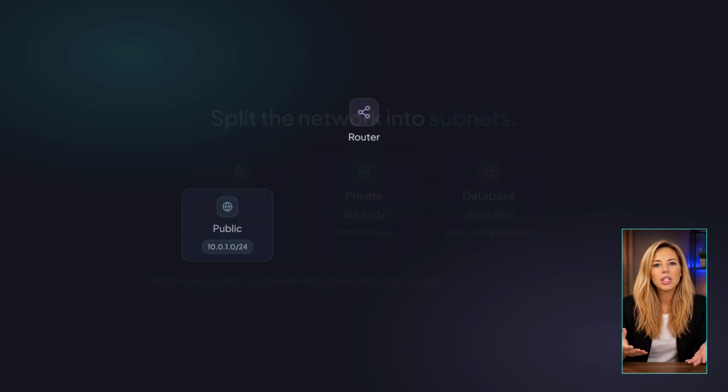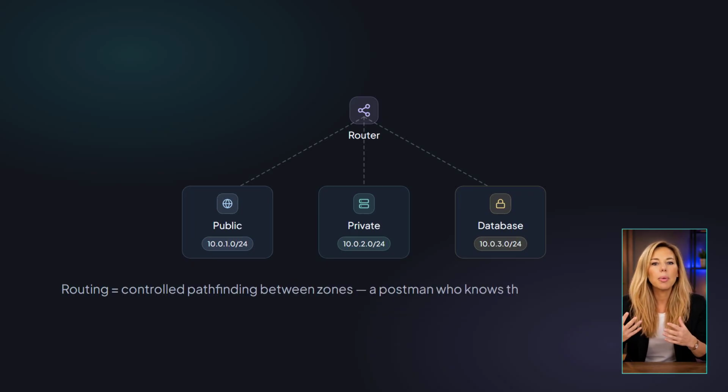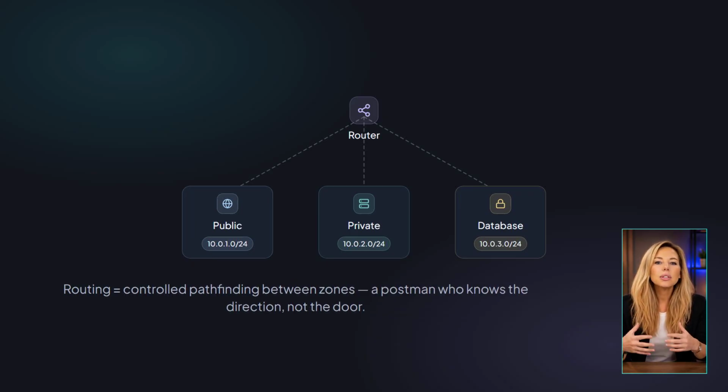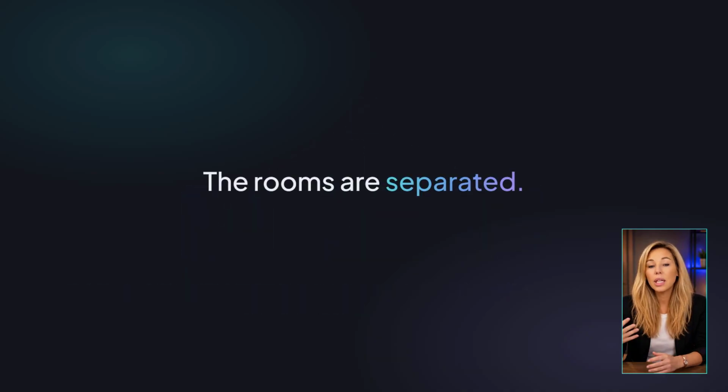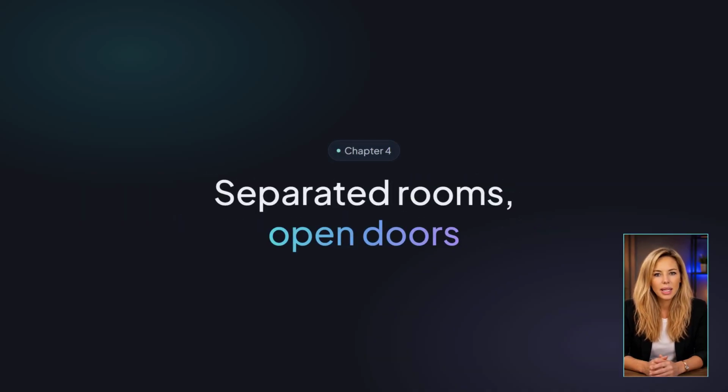If the front end and database are in different areas, how do they talk to each other? That's where routing comes in. A router is like a postman who knows the routes. He doesn't know the destination personally, but he knows the direction. Now the rooms are separated. But separated rooms are not secure if every door stays open. The network is split. Good work.